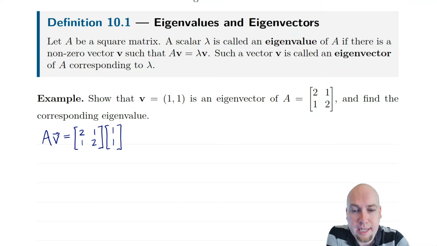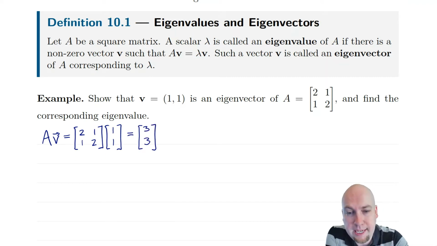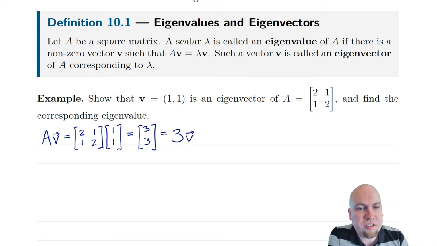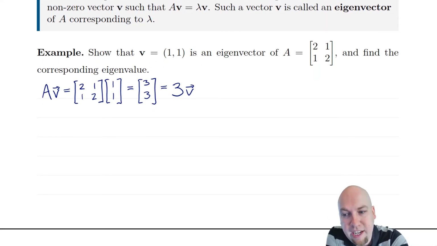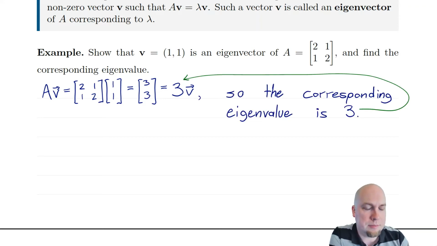All right, so here's A, here's v. I do my matrix multiplication, and I get the vector (3, 3), and then I squint at that really hard. Is (3, 3) a multiple of (1, 1)? And yeah, it is, right? It's just 3 times that vector v. It's 3 times (1, 1). So our conclusion then is yes, v really is an eigenvector. And what's the corresponding eigenvalue? Well, it's 3. How much was that vector v stretched by? Stretched by a factor of 3. So the corresponding eigenvalue is 3.